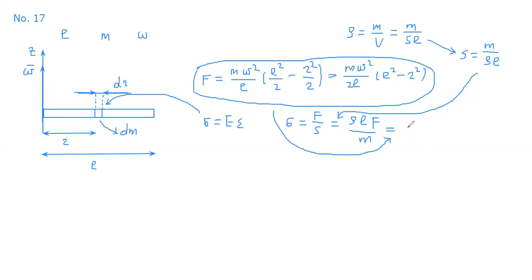So rho omega squared divided by 2, L and M simplified, L squared minus R squared.